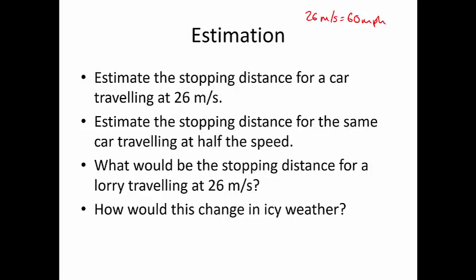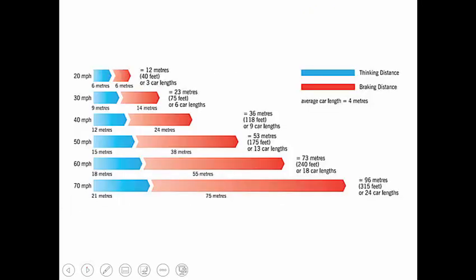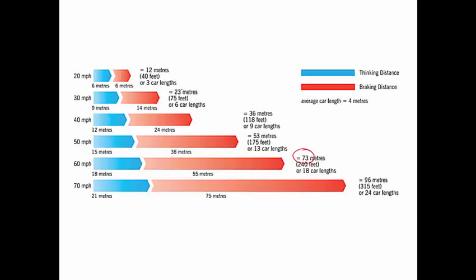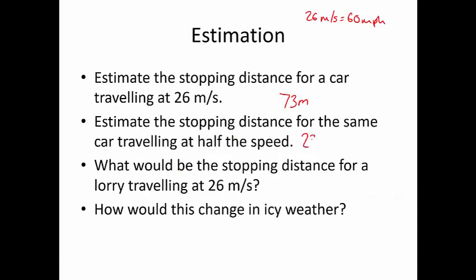So in our first case, we're asked to estimate the stopping distance for a car travelling at 26 meters per second. If we look on our table here, for 60 miles per hour, that would be 73 meters. So 73 meters, if you got a number approximately equal to that, you've done quite well. Again, with estimation, we're not looking for you getting it dead on. The next one was asking for half that, so that would be 30 miles an hour, which is 23 meters. Note that if you halve the speed, you're more than halving the stopping distance. And that's because kinetic energy is related to velocity squared.